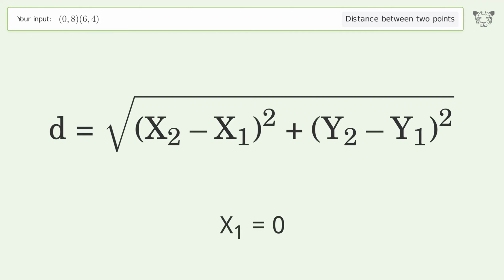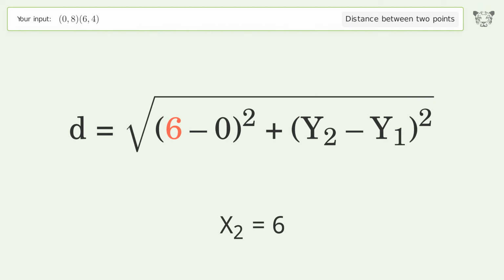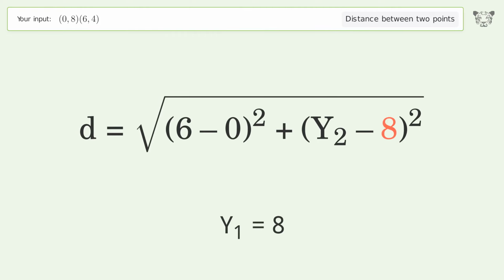x1 equals 0. x2 equals 6. y1 equals 8. y2 equals 4.